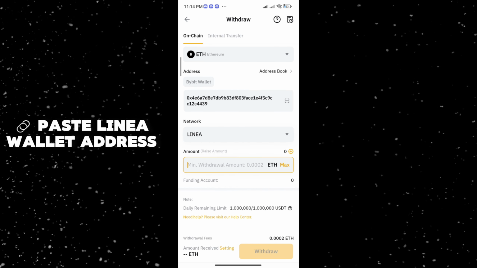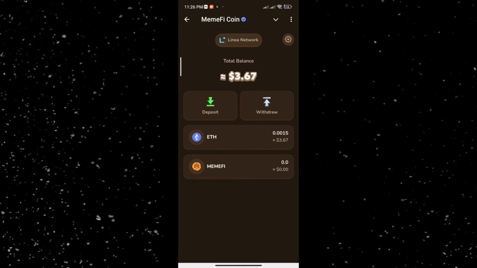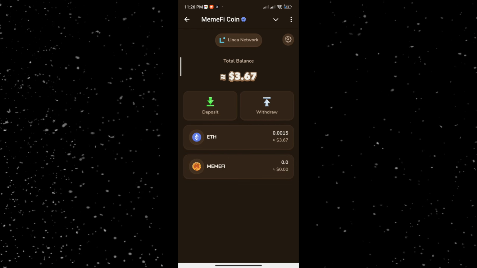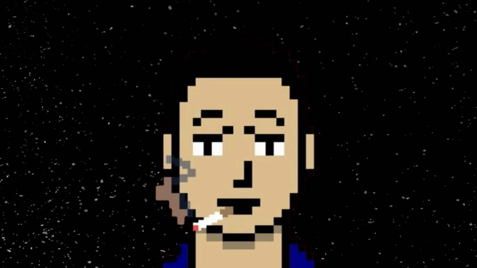After you confirm the withdrawal, you'll need to complete the security verification, which includes your email and Google Authenticator. Just hang tight for a few minutes while the transaction processes. Once you see that your Ethereum has been deposited into your MemeFi wallet, you're all set. This Ethereum will help cover the gas fees when we withdraw MemeFi tokens before they get listed on the centralized exchange, CEX. And that's how you deposit Linea Ethereum into your MemeFi wallet using Bybit.